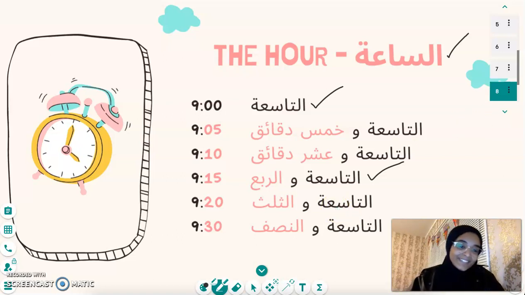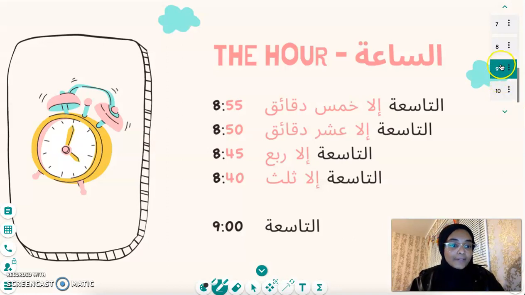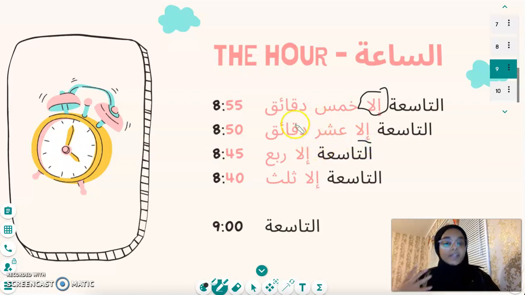Moving from there, we have more ways of telling time. When it's 5 to 9 in English, in Arabic it's exactly the same. That is الساعة التاسعة إلا, that's the different word. إلا means to. So الساعة التاسعة إلا خمس دقائق. That's 5 minutes to 9. When it's 10 minutes to 9, it's الساعة التاسعة إلا عشر دقائق. دقائق is the plural for دقيقة, minutes.